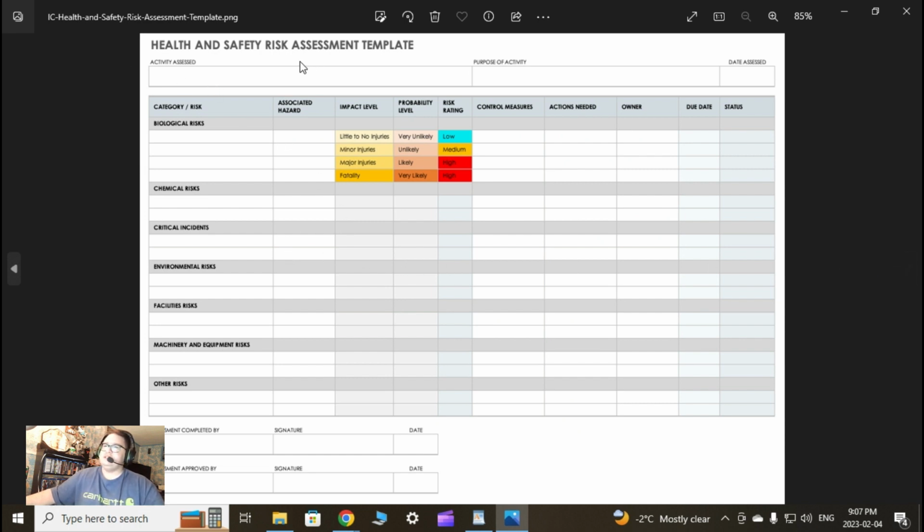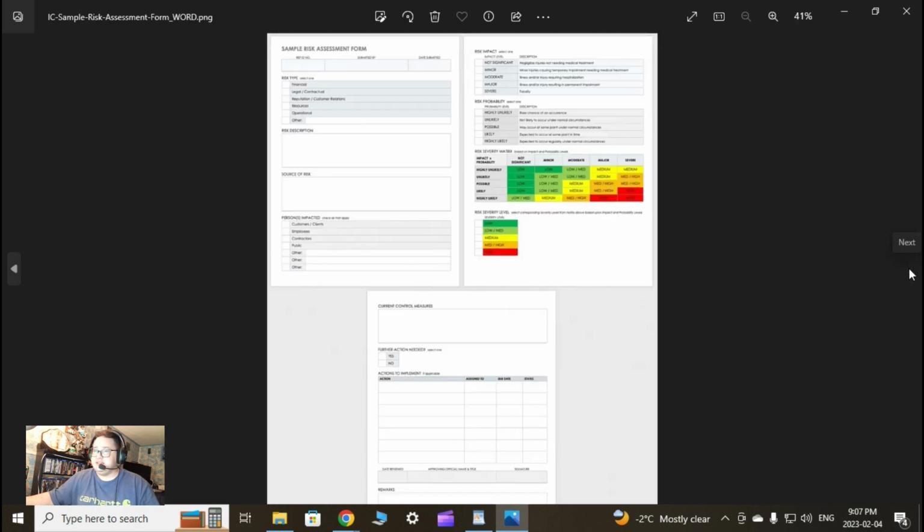And then we have this one, health and safety. I'm finding that a hazard assessment, a lot of them are called risk assessments. They seem to be the same thing. So this one's color coded. I like this, this is very pretty. It seems to have most everything that we need: control measures, actions needed, owner, due date, status. The only thing I would add is a review date. But other than that, that's pretty.